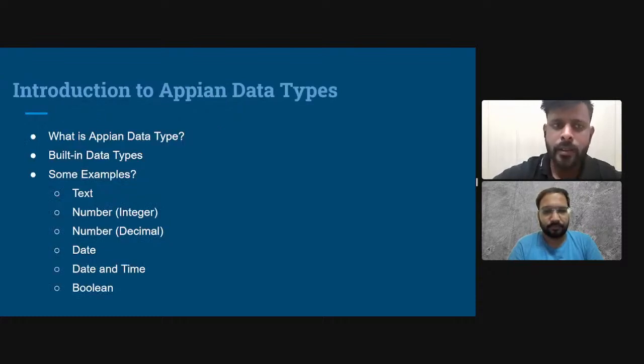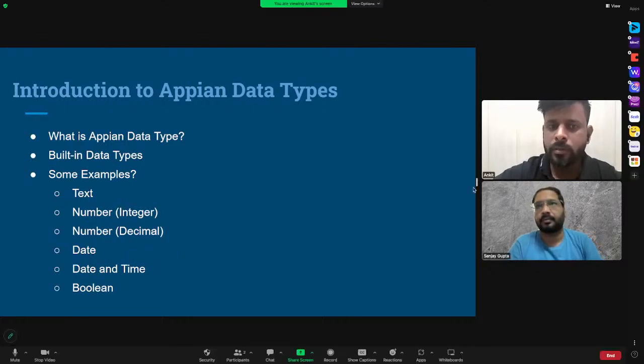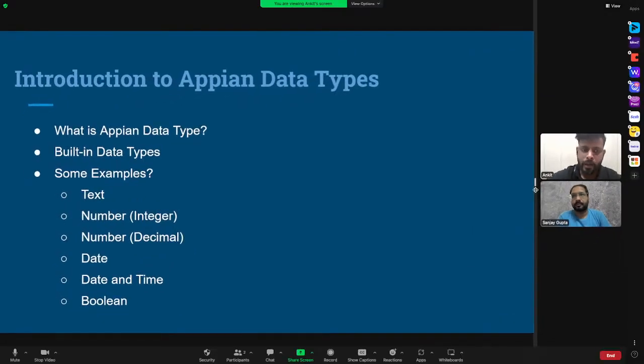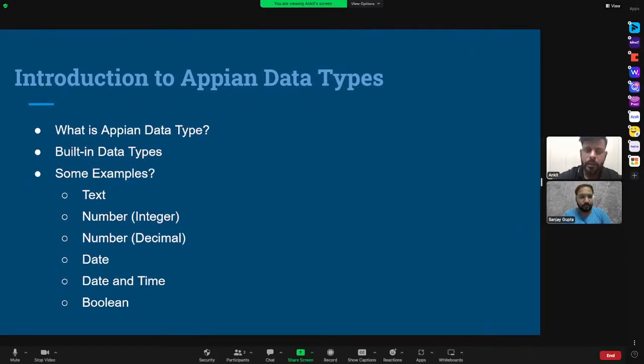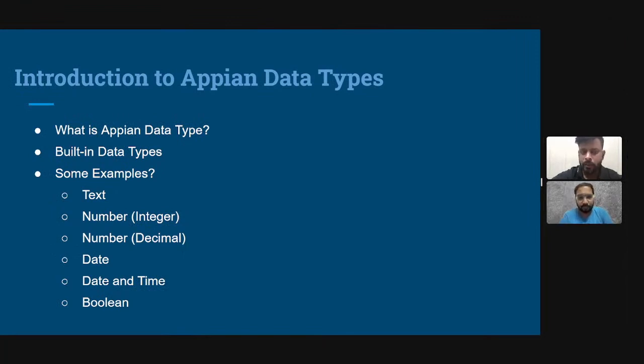So in our last session, we discussed folders, like how folders work, what is the Appian folder, and how many types of folders there are, and we had that discussion in depth. So today we will discuss data types in Appian. Okay. So first, what is an Appian data type?